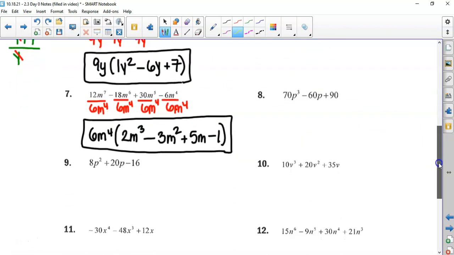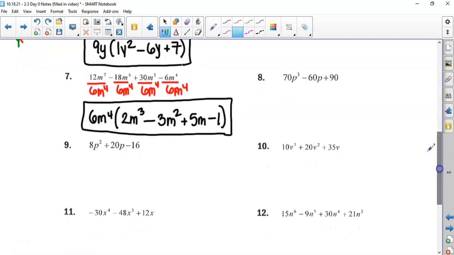Number 9, 8p squared plus 20p minus 16. Taking a look at 8, 20, and 16, it's super tempting to think about 8 as a GCF, but 20 is not divisible by 8. So let's think again. The largest value that goes into each of these is 4. This final term does not have a variable p term here, so we cannot factor out anything else other than 4. 4 goes outside our parentheses.